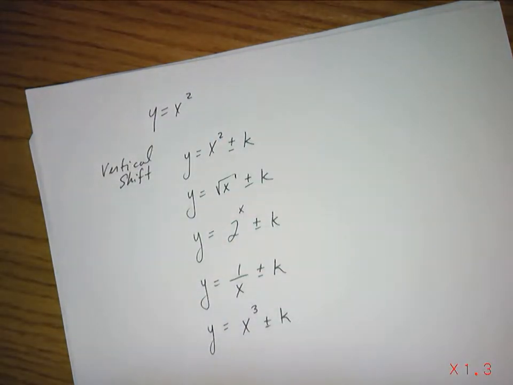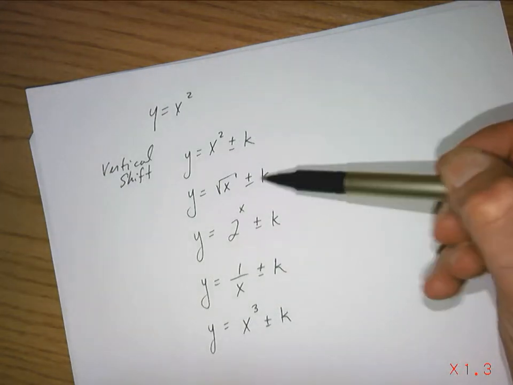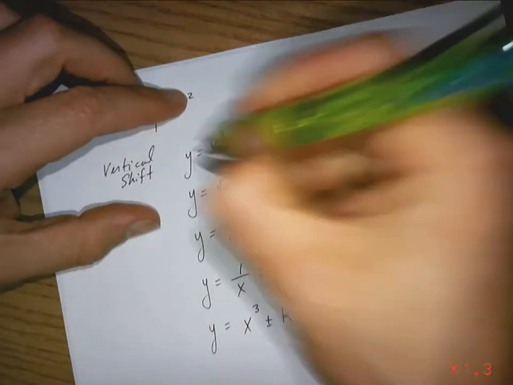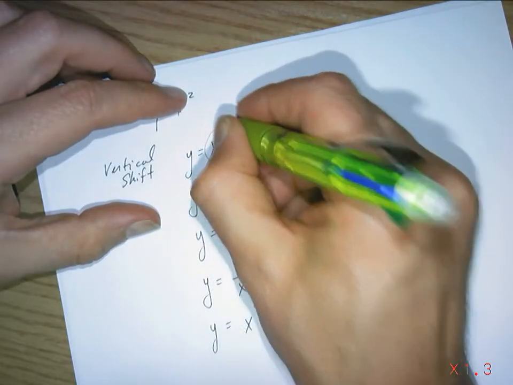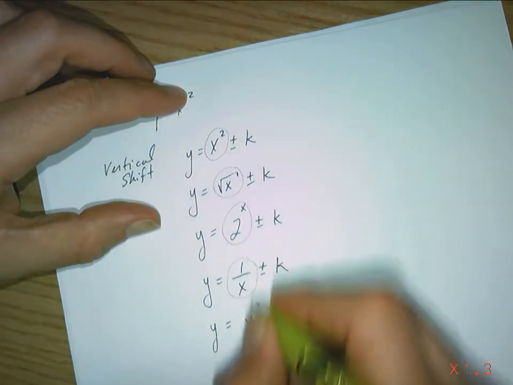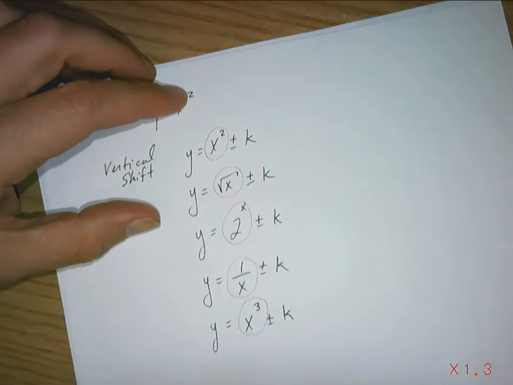And it doesn't matter what function I have. So if I want to move any of these up 5 units, then this would be plus 5, plus 5, plus 5, plus 5. And it would be outside the function itself. Notice that that's your function, that's your function, that's your function. This is going to be adding or subtracting a number to it.